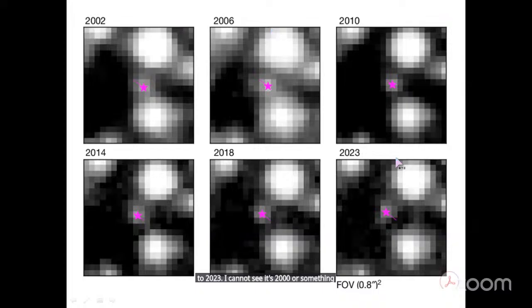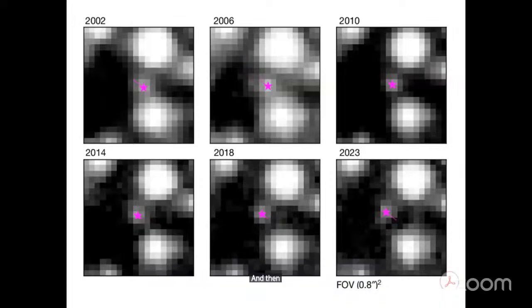Yeah, 2002 to 2023. So this is the black hole. These are the two stars which are above and below, you can see in the diagram. Now, if you carefully observe, you can see that by 2023, there is a change in the position of these two stars. Let me tell you, the star position has changed because of the gravitational effects of this central black hole.